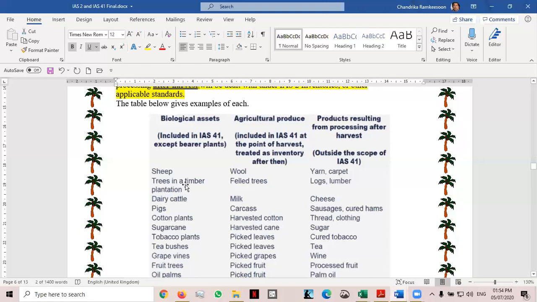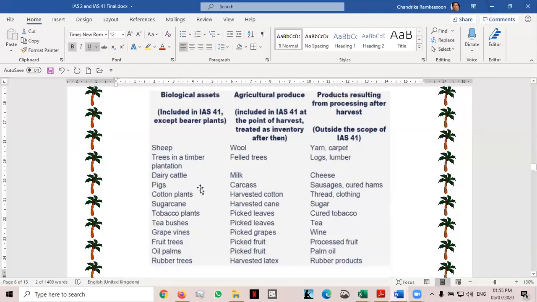Similarly, trees. Now, in this case, remember the trees would be considered as a biological asset, not under IAS 16, but IAS 41, because the tree itself was grown for the timber. It's not as though the tree was going to produce something else, which would then be sold. The felled trees, and of course, after that, they will be converted into chopped up logs and lumber and so forth. Now, the pig here is like the tree.